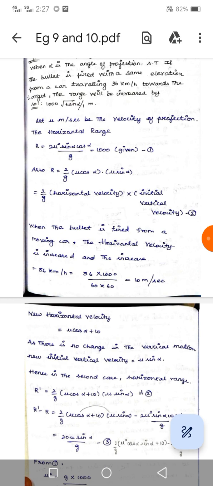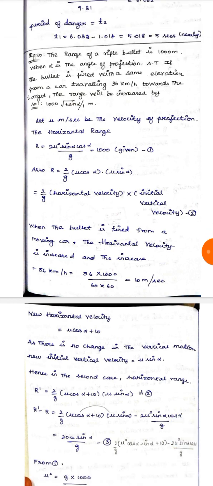Next, we have to split the above equation. The range is split into velocities, u sin alpha into u cos alpha. The u sin alpha is the vertical velocity, u cos alpha is the horizontal velocity. Therefore, R equal to 2 by g, horizontal velocity into initial vertical velocity. We keep this as equation 2.